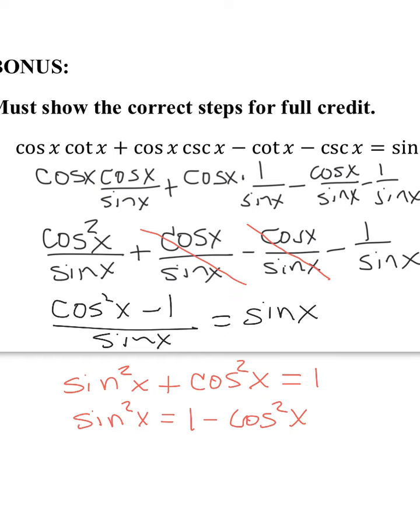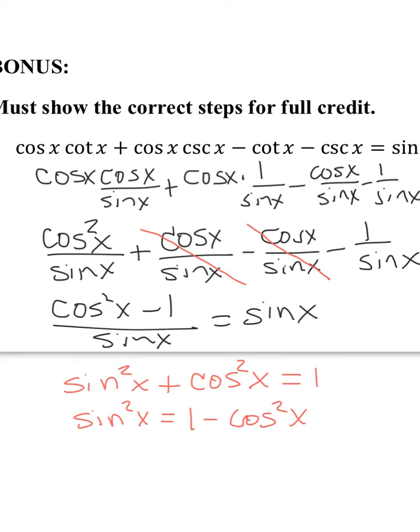Because in order to change this cosine squared x minus 1 into a true identity, we would have to multiply everything by a negative 1, which means that this sine x over here needs to be negative, and it's not, it's positive. So this problem is not going to be true unless we change this sign to a negative. And since we can't do that, this whole equation is not true.